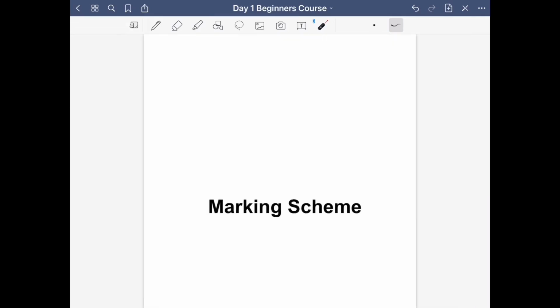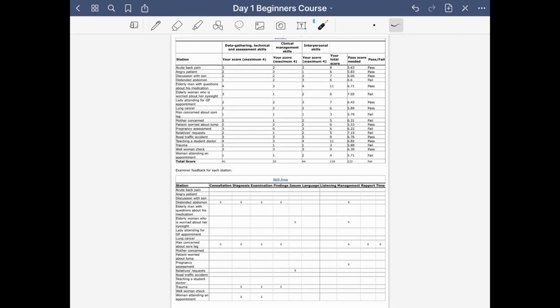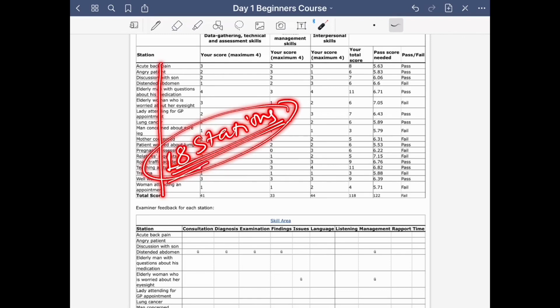Let's move forward. Let's first of all go into the first chapter, the marking scheme. Here I have taken a report card of a candidate who failed this exam, and I'll give you some important insight about this exam from this report card. The first thing that I want you to know is that there are altogether 18 stations in a given day, and you will be marked in these 18 stations. Sometimes the GMC will withdraw 1 or 2 stations depending upon the candidate's performance and various other reasons.